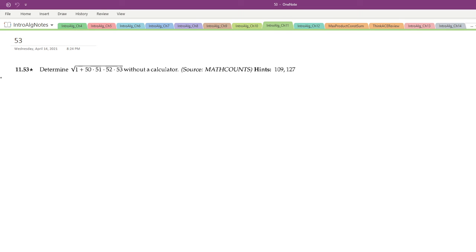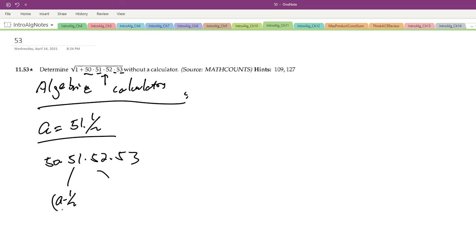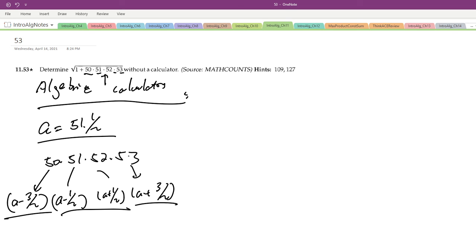Next, for this one we also use algebraic calculation. Okay, so because you can see this, right? The first thing we think of is to get pairs and use the difference of squares. So now let's see, a equals 51.5. Then we can see 50 times 51 times 52 times 53, right? So we can parameterize it: a minus 3/2, a minus 1/2, a plus 1/2 and a plus 3/2. Then we can get it in pairs, use the difference of squares, so we can see the plus 1, right? Plus 1. So we can see this is s. Then let's say s equals a squared minus 9/4 times a squared minus 1/4, then plus 1.